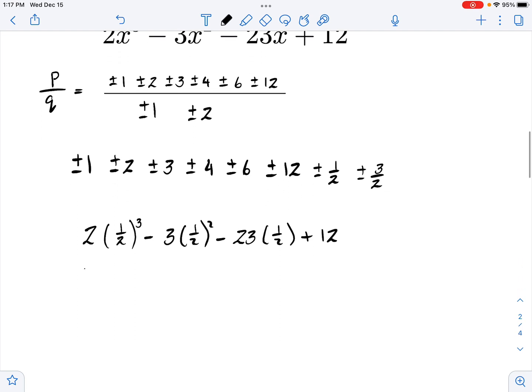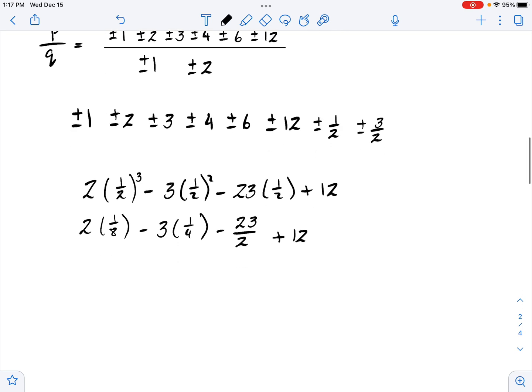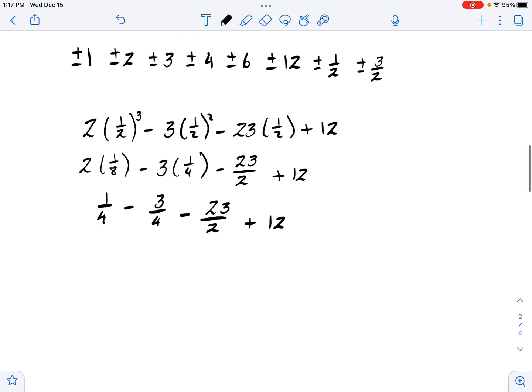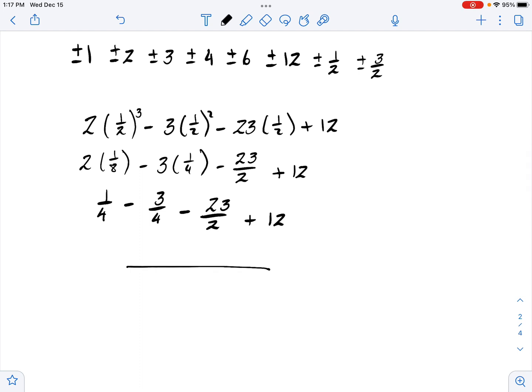1/2 cubed is 1/8, so I have 2 times 1/8. Minus 3 times 1/2 squared is 1/4. Minus 23 over 2 plus 12. 2 times an eighth is 2/8, that's 1/4. Minus 3/4. Minus 23 over 2 plus 12. I want to add all these together. I might consider taking a common denominator. A common denominator of 4, 2, and 1 is, of course, 4.